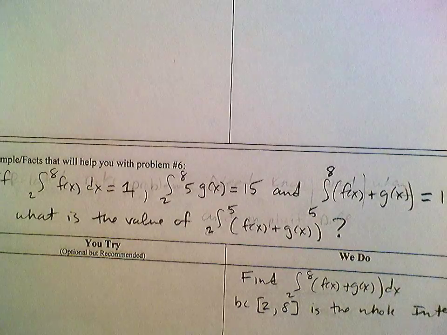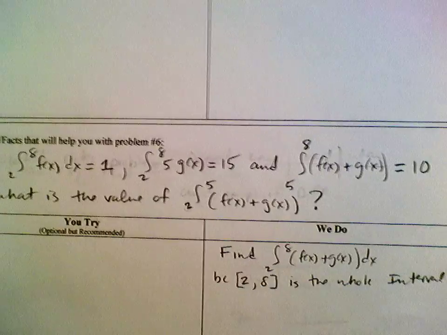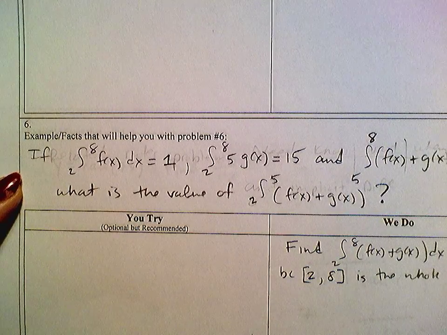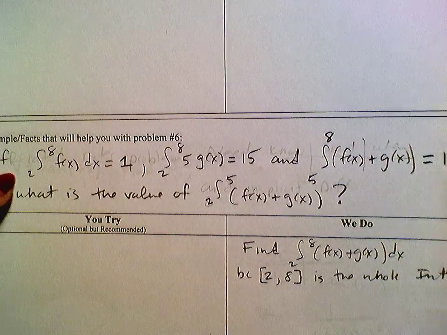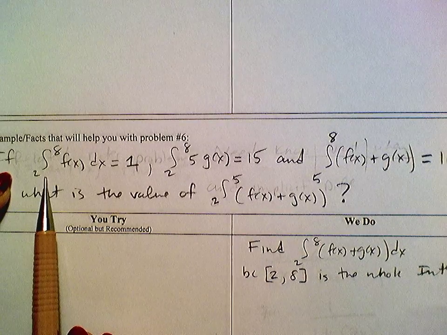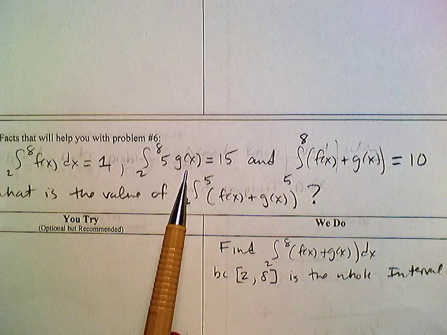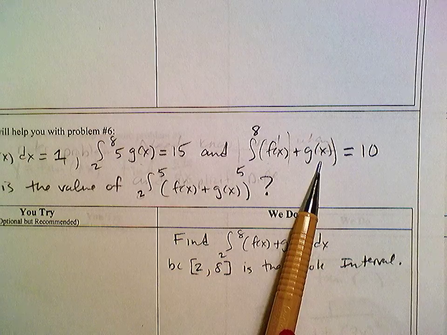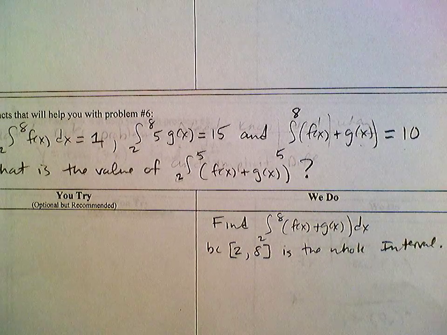Now let's do this next one. Okay, so you're going to have to write all that down. So we're doing a similar example. So we've got all of this. Okay, so write that down. You could pause it. Okay, so you've got the integral from 2 to 8 of f is 1. The integral from 2 to 8 of 5g of x is 15. And the integral from 5 to 8 of the sum of f and g is 10. What is the value of the integral from 2 to 5 of the sum of f and g?